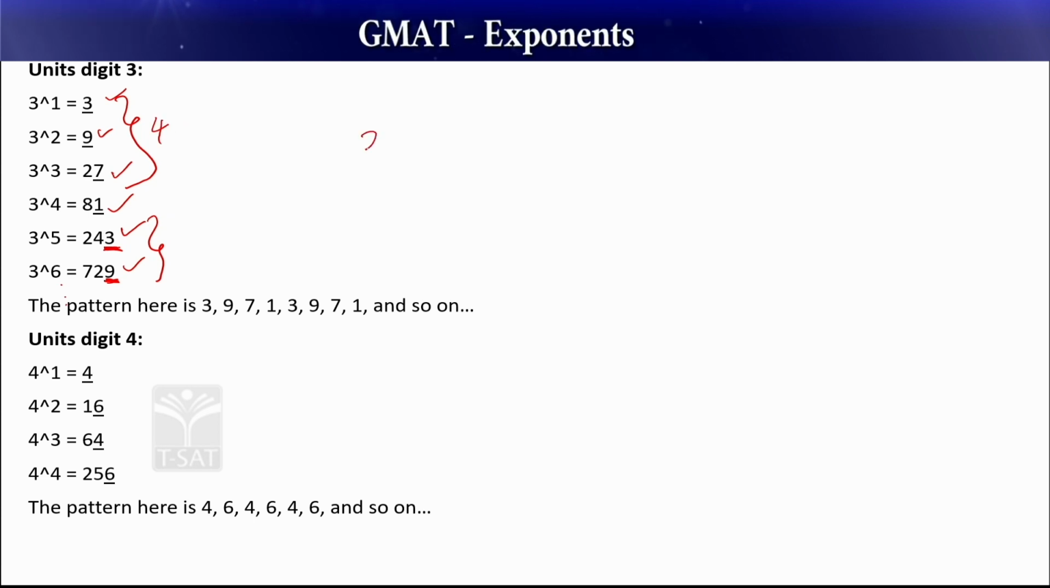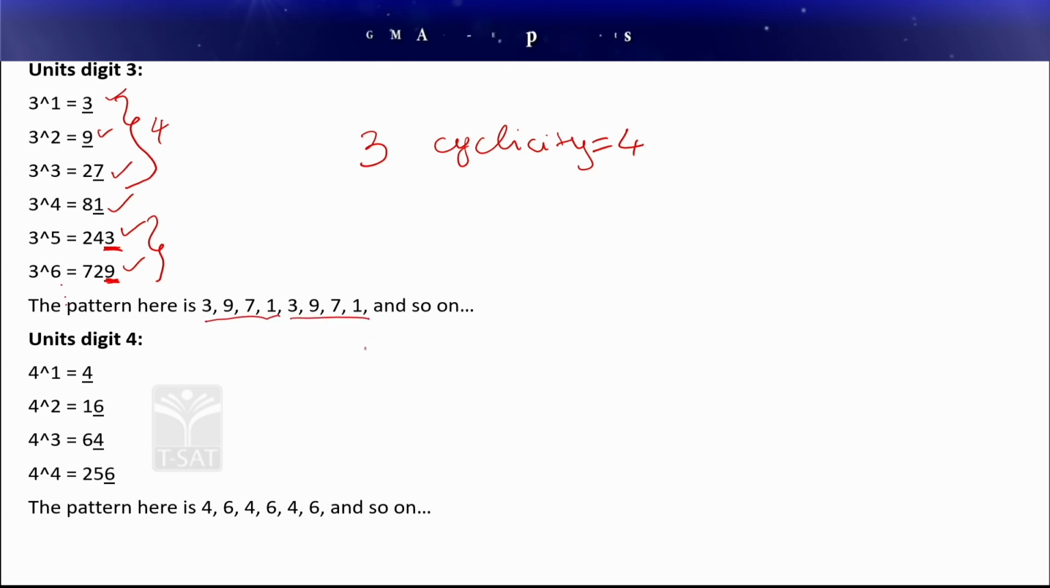So, 3 also has a cyclicity of 4: 3, 9, 27, 81, then 3971. This is how it is going to repeat itself.